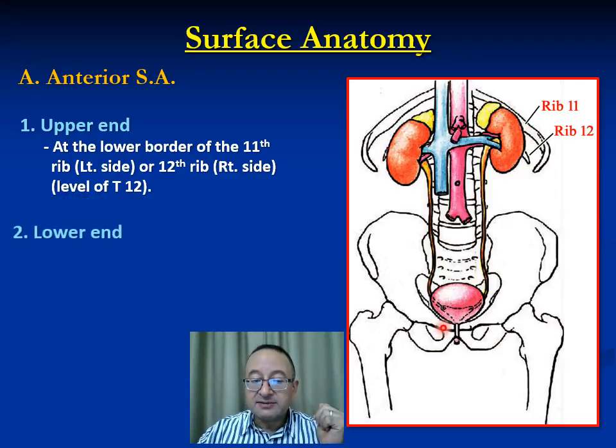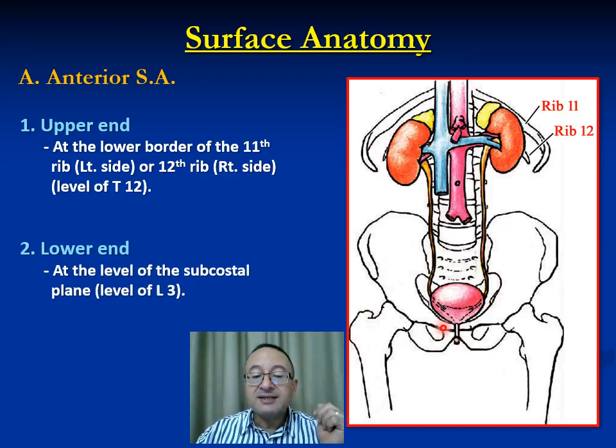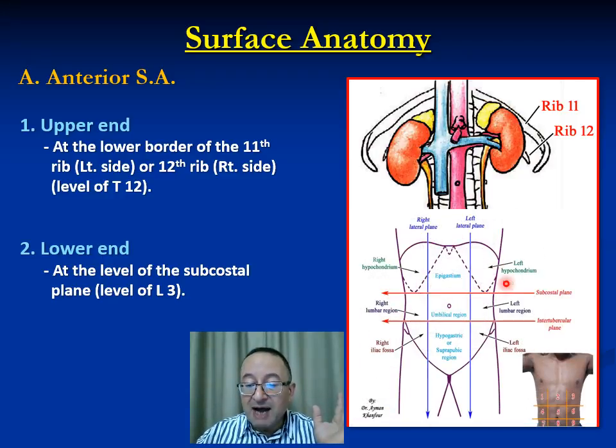What about the lower end? The lower end is related to the subcostal plane, which lies at the level of L3. Now, I'm wondering, what's meant by subcostal plane? Yes, we subdivide our abdomen into 9 quadrants through 2 vertical lines and 2 horizontal lines. One of those horizontal lines lies at the lower border of the costal cartilage of our thoracic cage. This is called the subcostal plane. It lies at the level of L3.